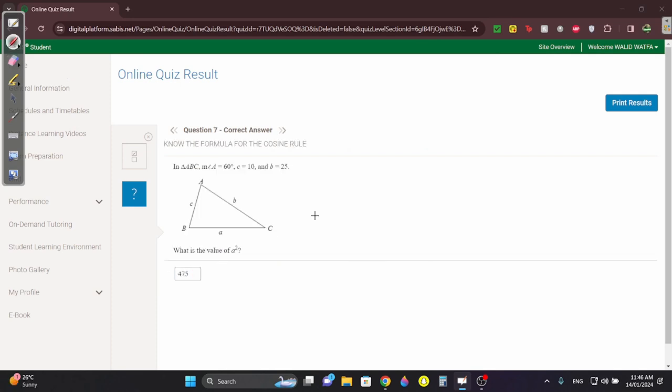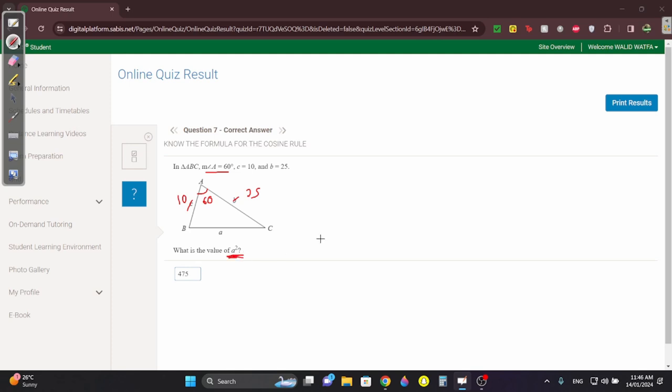Okay, here they just drew the triangle for you, but they didn't put the values on the triangle. They put the measure of angle A is 60, so I put 60. C is 10, so you put 10 here. And B is 25, so you put 25 here. What's the value of A squared?